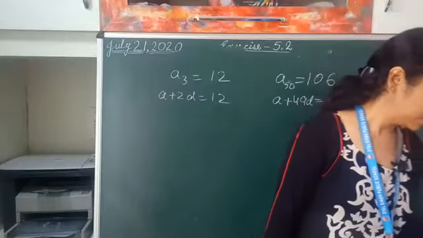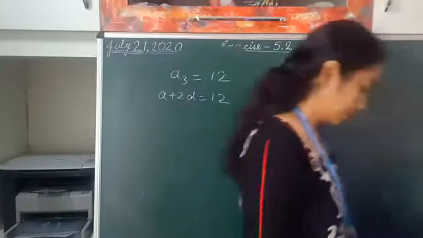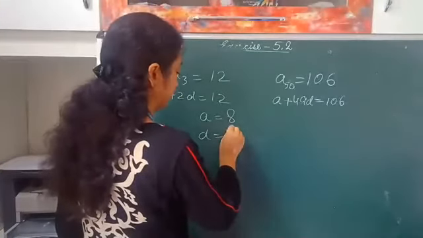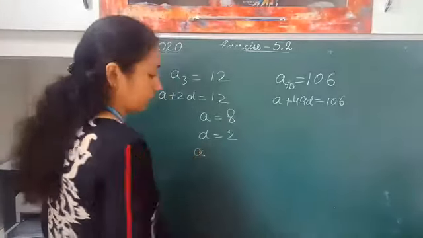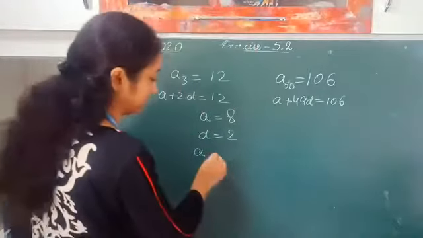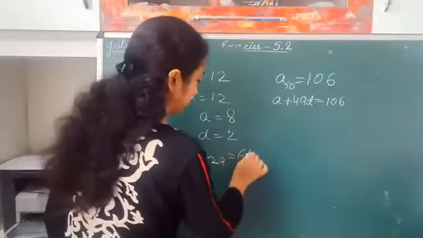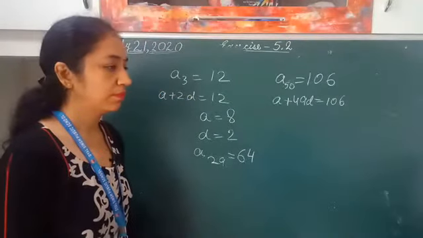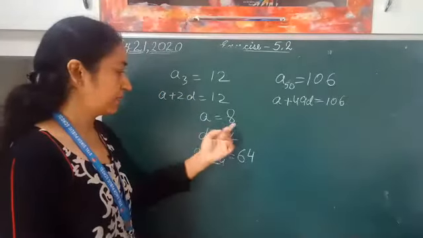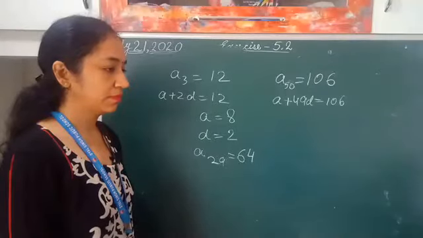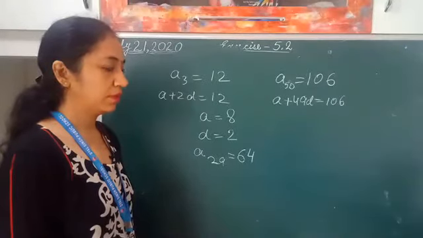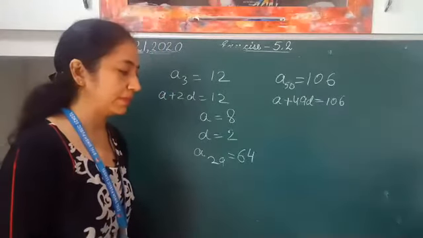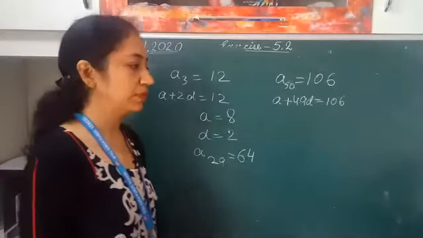मैम D की वैल्यू 2 आई है, A की वैल्यू 8 आएगी और 29th term 64. Yes, the value of A is 8. And D is 2. 29th term we have to find out: A plus 28D. Put the values over there.